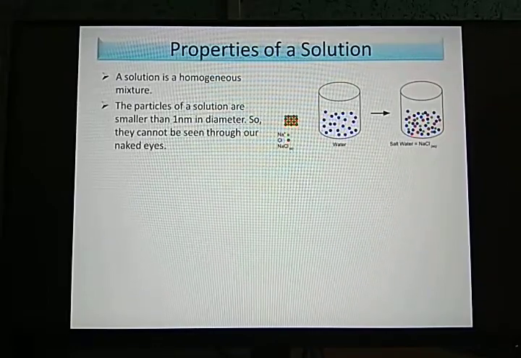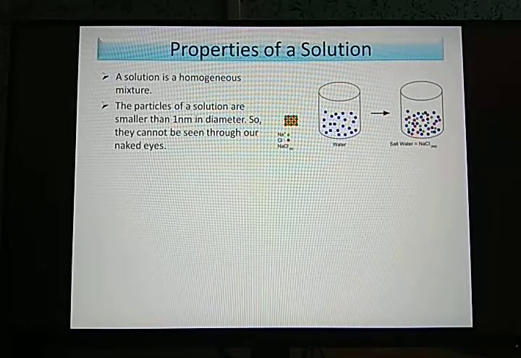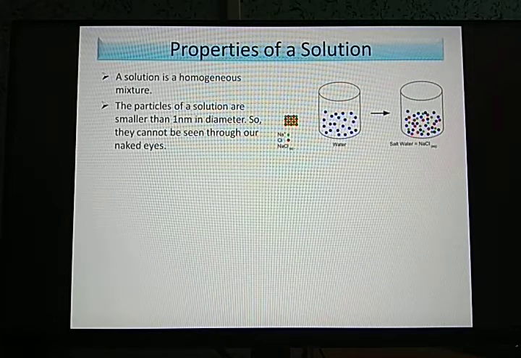Now next one. The particles of a solution are smaller than 1 nanometer in diameter, so they cannot be seen with our naked eyes. Yes, obviously we cannot see. Salt, obviously we can see, but once it gets mixed with water, can we see it? No, because the size of the particles is very, very small, nearly 1 nanometer. 1 nanometer is equal to 10 to the power minus 9 meter. So it is at the microscopic level.